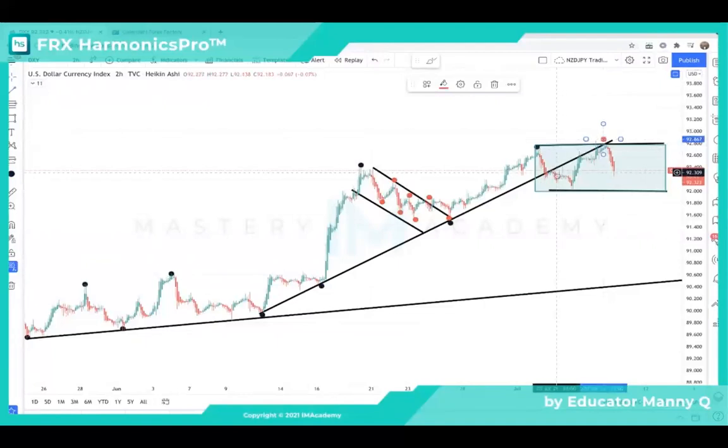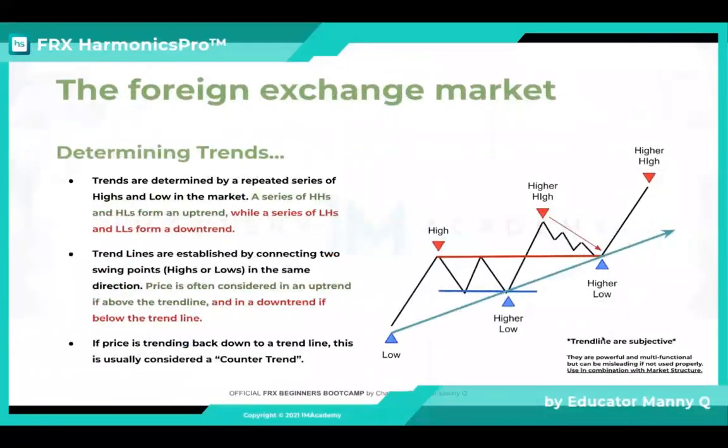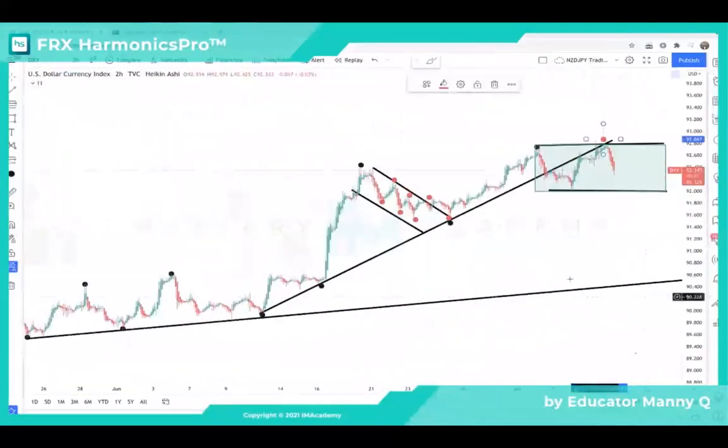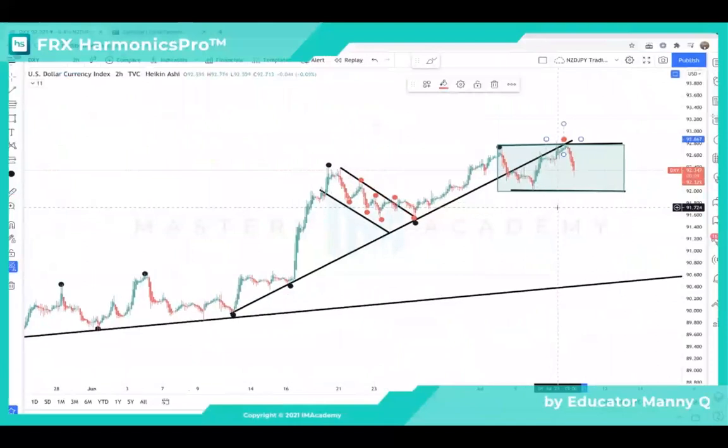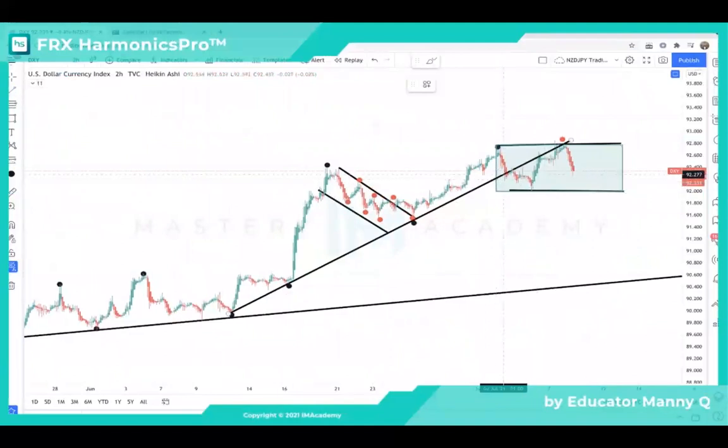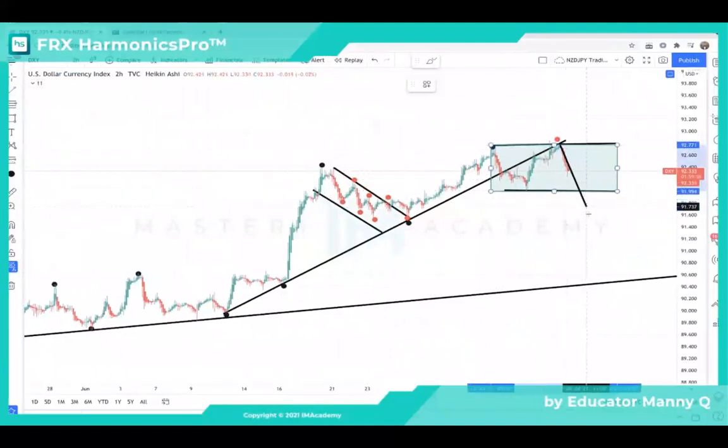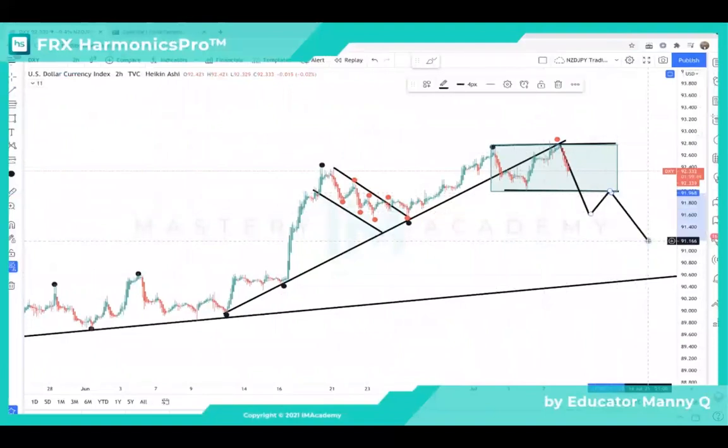So trend lines can be very multifunctional, but they can be misleading if not used properly. So this is why you want to use trend lines in combination with market structure. If I am trading a trend line and market structure, I'm not only looking for price to be under the trend, I also want to see price begin to create new lower lows and new lower highs before I can fully determine that the market is actually going in a downtrend.